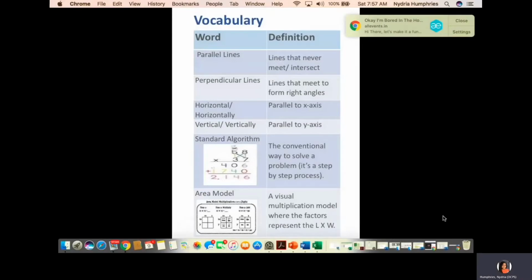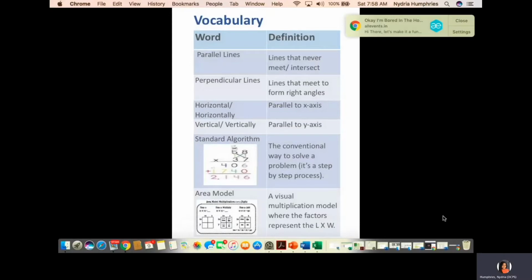Our first vocabulary word is parallel lines. Parallel lines are lines that never meet or intersect. They go on and on and on like the Energizer Bunny, but never cross each other. However, perpendicular lines do meet, they intersect. And when they intersect, they form right angles. Right angles are 90-degree angles.